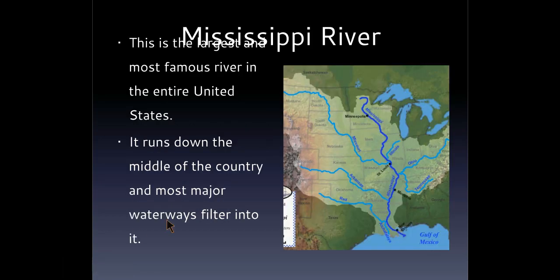Alright, the Mississippi River. It's the largest and the most famous river in the entire United States. You can see it in blue here. It runs down the middle of the country and most waterways filter into it. So you can see the Ohio River filters right into it, as well as the Missouri River and the Arkansas River and the Tennessee River.